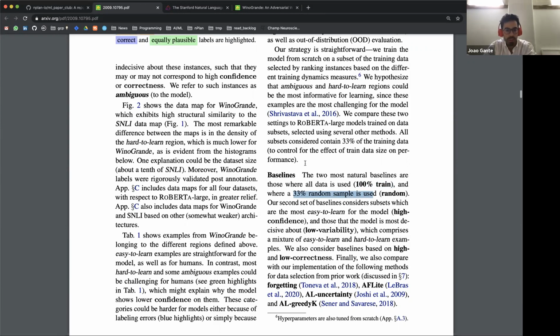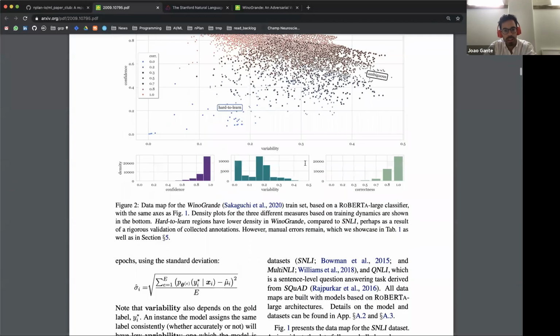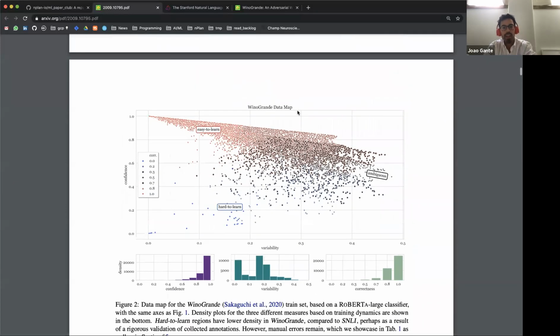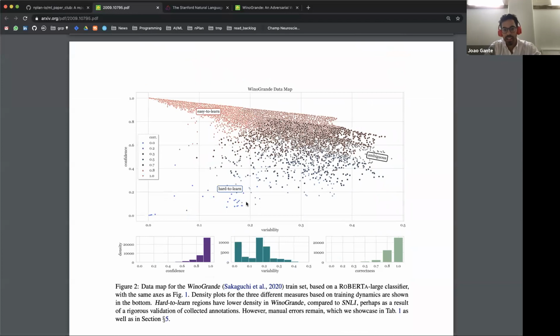Then they go to their map up here, and they start slicing this dataset. They can slice vertically and get the samples to the right, so the samples with high variability. They can slice vertically and get the samples to the left, samples with low variability. They can do the same for confidence. They can also do the same for correctness, but they don't, because the interesting results are not here.